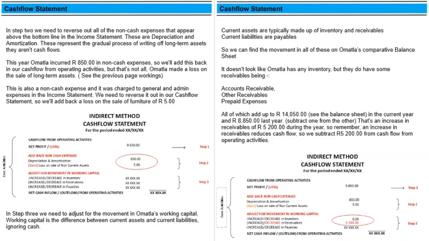That's an increase in receivables of 5,200 rands during the year, so remember, an increase in receivables reduces cash flow, so we subtract 5,200 rands from cash flow from operating activities. We like to think of it this way. If receivables have gone up, then Omatla is owed more money, which isn't good for cash flow.